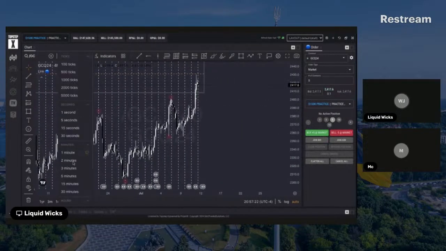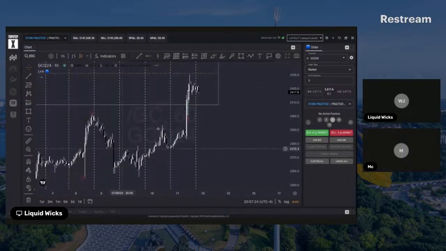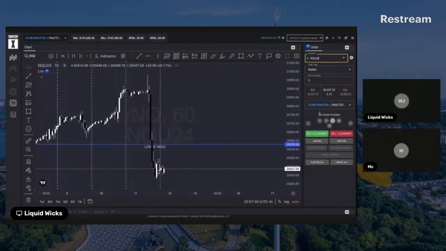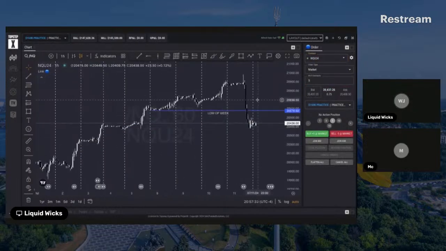Don't ever predict the downside. Well, let me look at Nasdaq real quick. Then let's see. Get cooked.